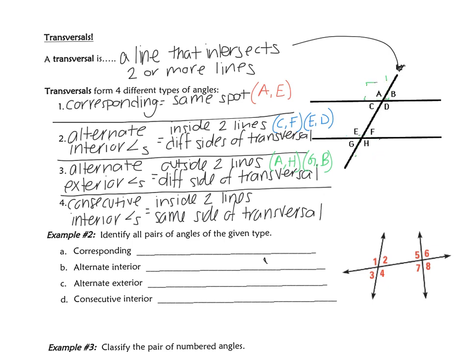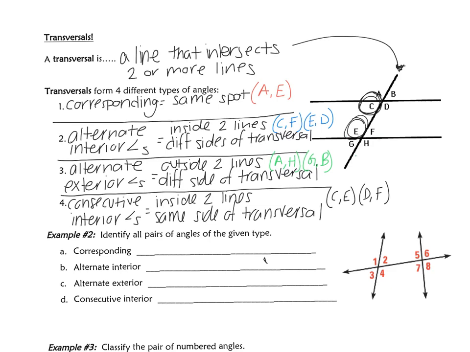So the inside angles. The only options we have for inside angles are C, E, D, and F. Those are the only ones inside. Now they have to be on the same side of the transversal. So if I look at C, the other option that's on the same side of the transversal would be E. So my option is CE, or you could have DF. Options there for the consecutive interior.